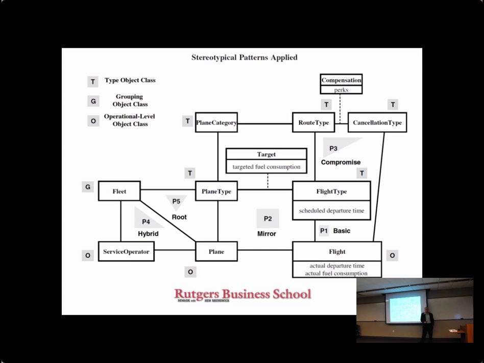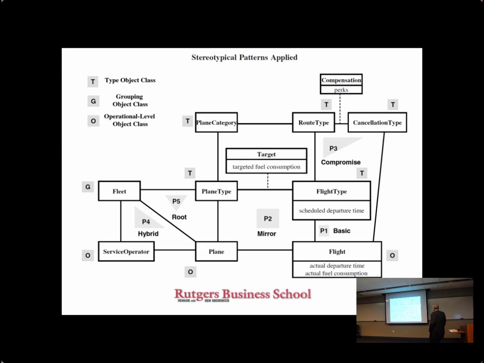P1 is basic. So what is the example of P1? We have this object class flights, and we have flight types, right? And for a flight type, you remember I told you, what is a flight type? For example, a flight from Newark to Washington, D.C. that departs at 1 p.m., right? That's the type of the flight.